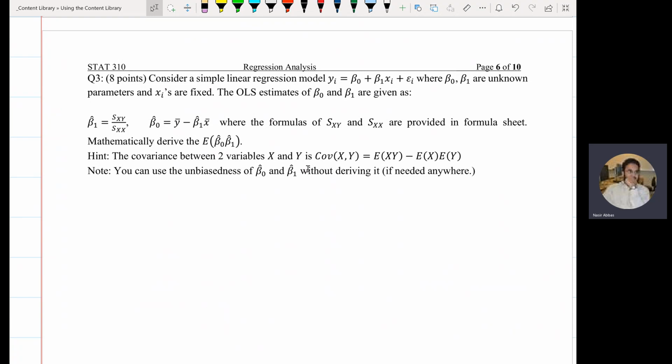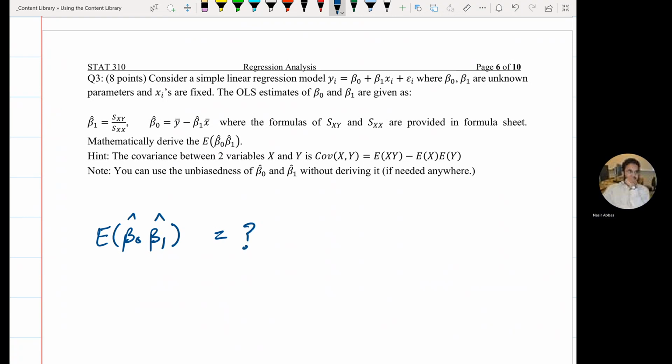Read the question. The question says you consider a simple linear regression model where beta naught, beta 1 are unknowns, x's are fixed, the OLS estimators are given as this, the formulas of SXY and SXX are provided, mathematically derive the expected value of beta naught hat multiplied by beta 1 hat. What are fixed? No, beta naught and beta 1 are fixed, but beta naught hat and beta 1 hat are not fixed. This is what you need to derive, right?